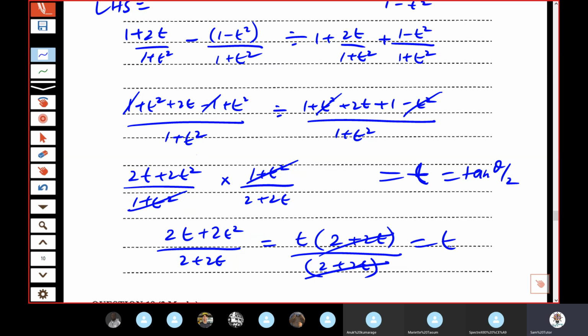There you go. That's a bit of a different strategy than I did before. I factorized everything before, now I'll just factorize the t out. All good?